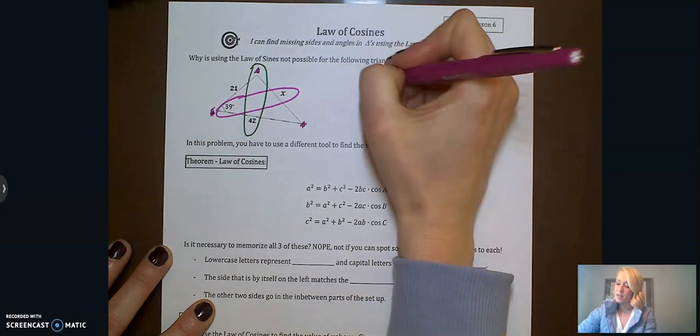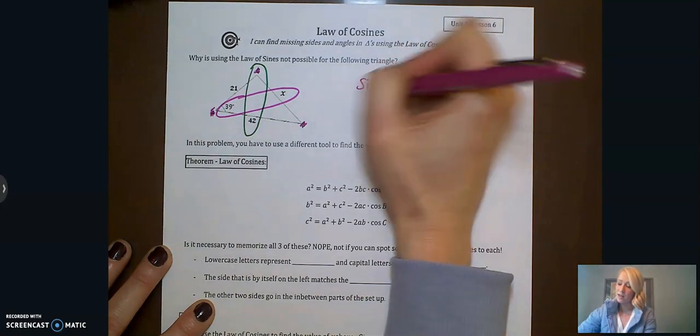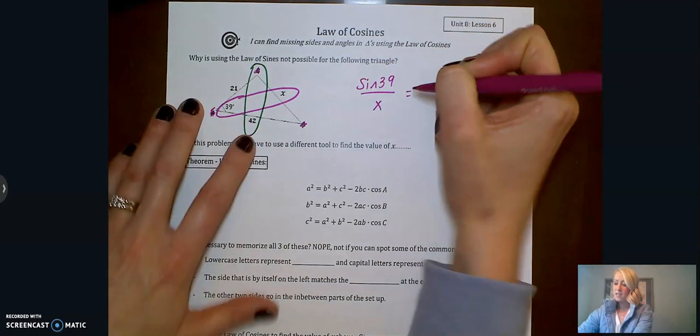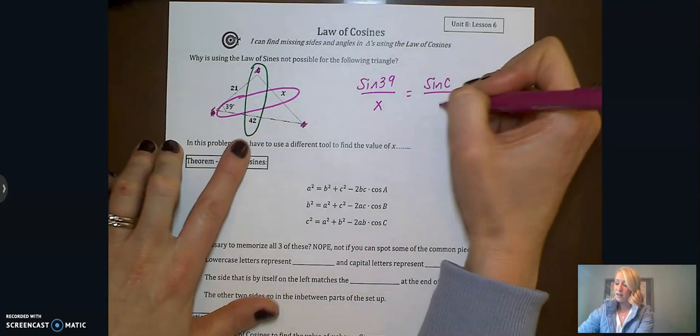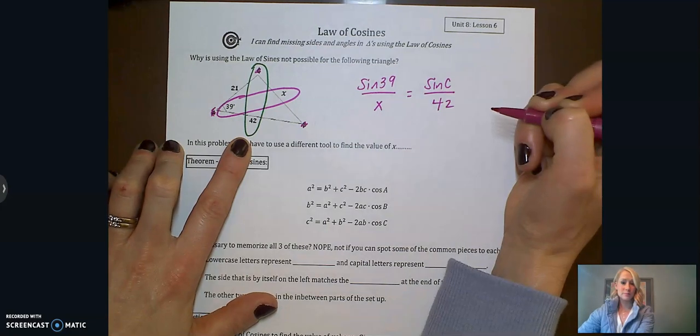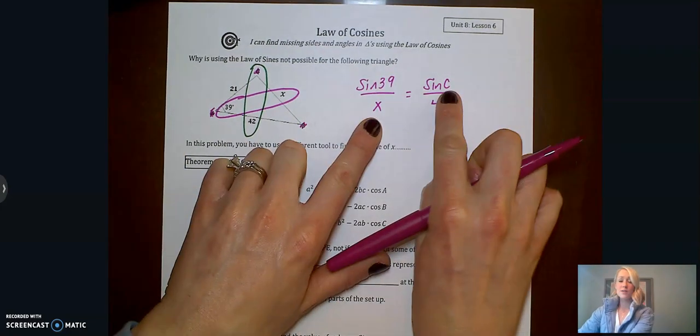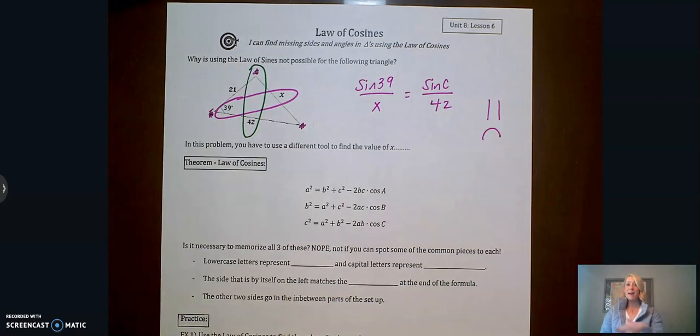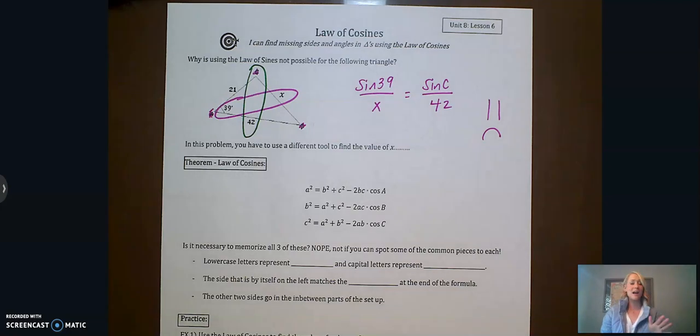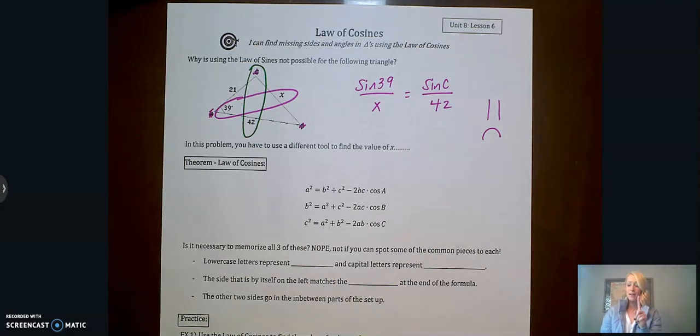If I set up law of sines, it'd be like sine 39 over x equals sine of C, I don't have it, over 42. Now, notice that I used two variables, x and c. If you ever do that, it's a really sad day. You're never going to be able to solve this. Cannot use two variables. You can only use one. So I would just be stuck.